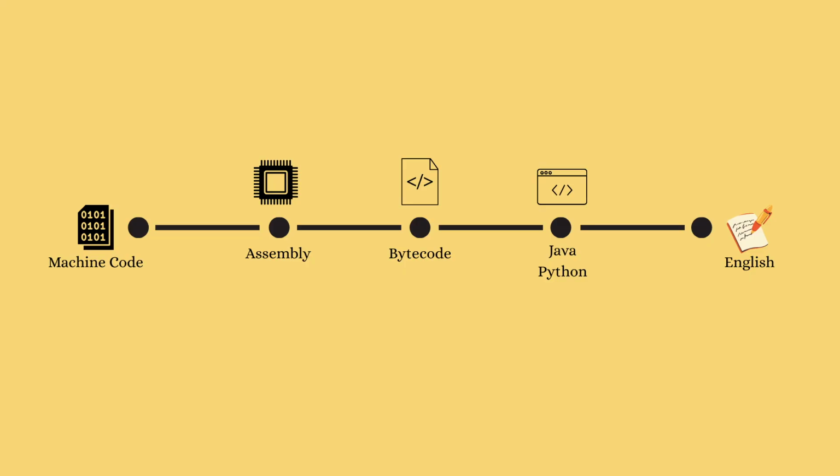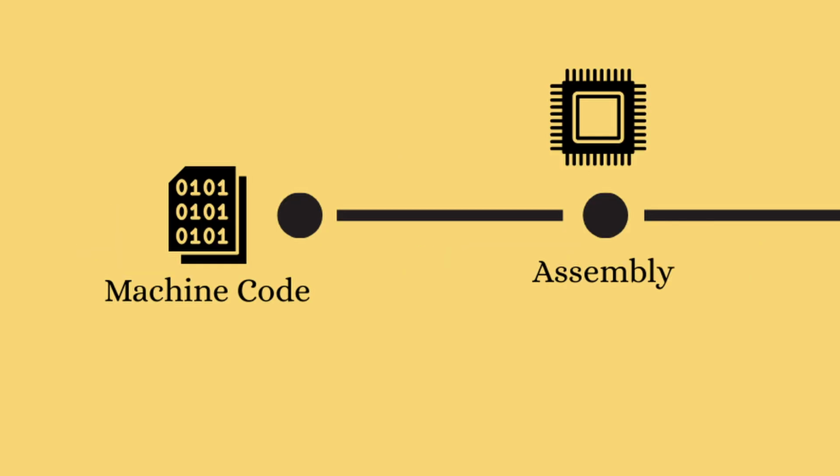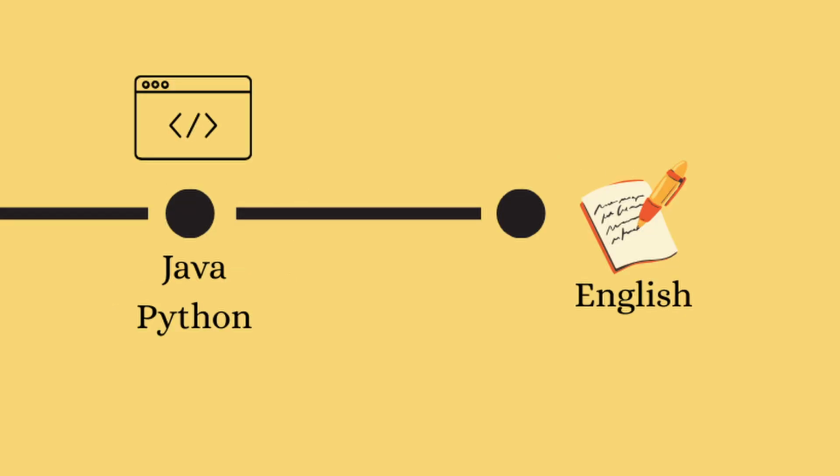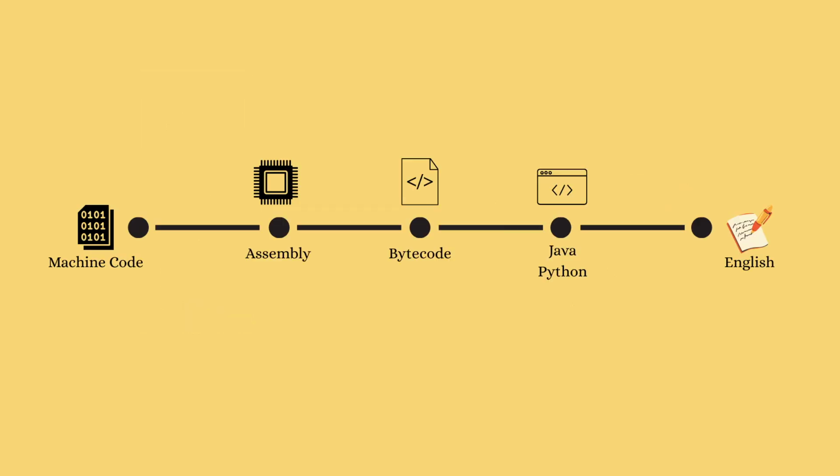When people talk about programming languages, it helps to imagine a line. On one end of this line, you have machine code, the raw instructions that your computer's CPU actually understands. This is basically just numbers like ones and zeros. On the other end of the line, you have human language like English, the way we normally speak and think. All programming languages exist somewhere on this line.